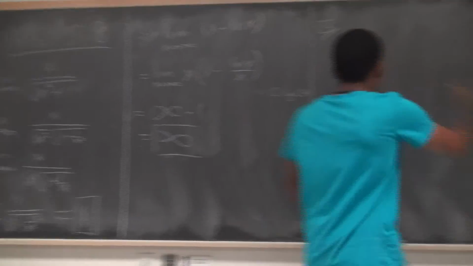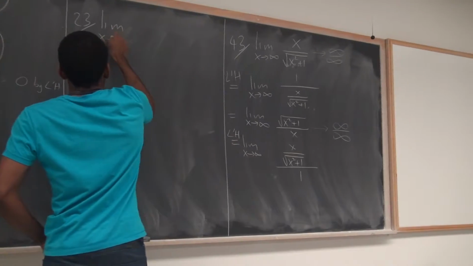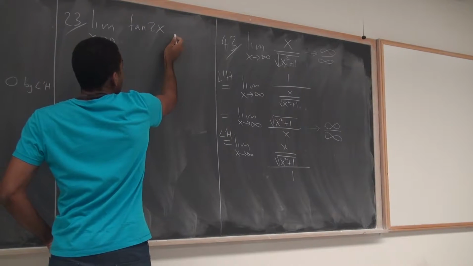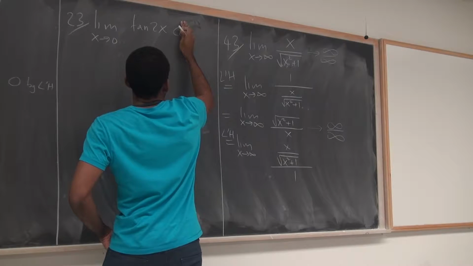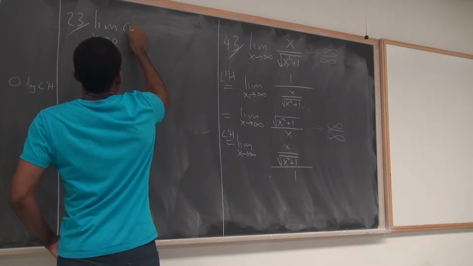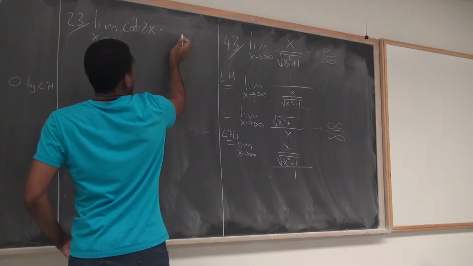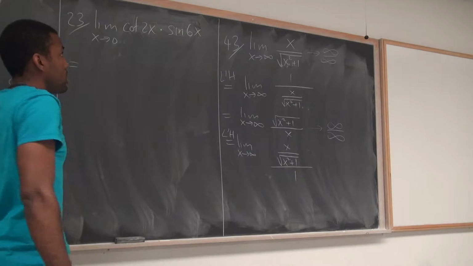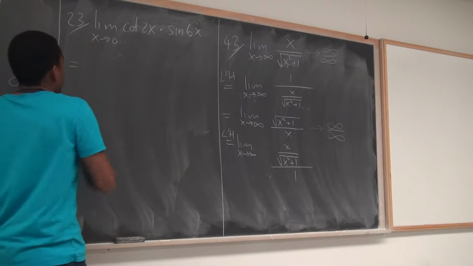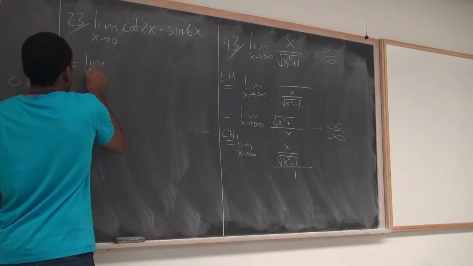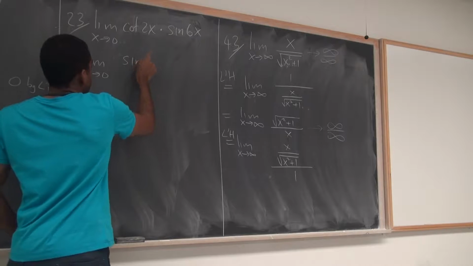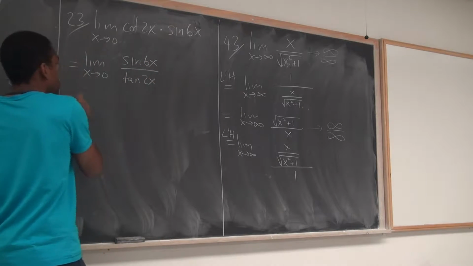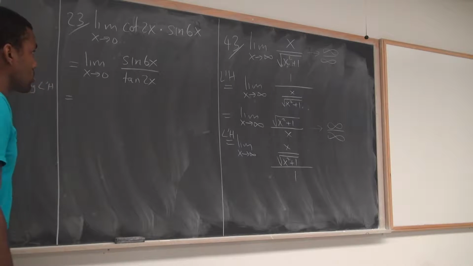That as x approaches 0, cotangent 2x times sine 6x. Okay, ideas? We can write this as sine 6x over tangent 2x. That's correct.